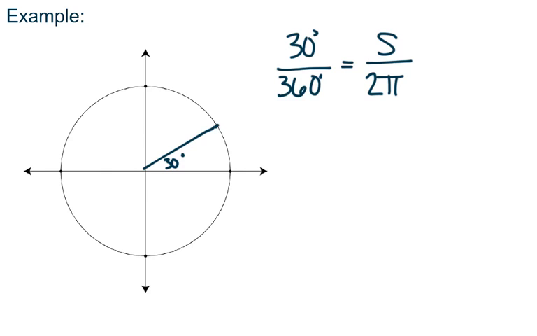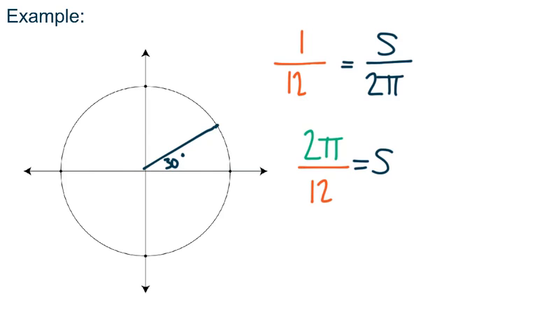The first thing I'm going to do is reduce 30 degrees over 360 degrees to 1/12. Now I'm going to clear my denominator by multiplying both sides by 2 pi, and I get that my arc length for this portion of the circumference is 2 pi over 12. Once again that reduces, and I get that my arc length for this little arc on my unit circle, determined by the angle 30 degrees, is pi over 6.